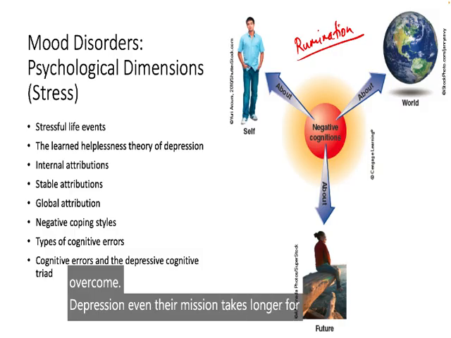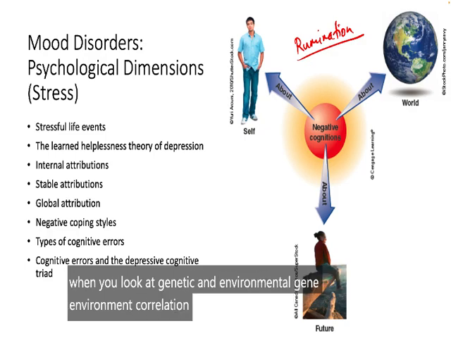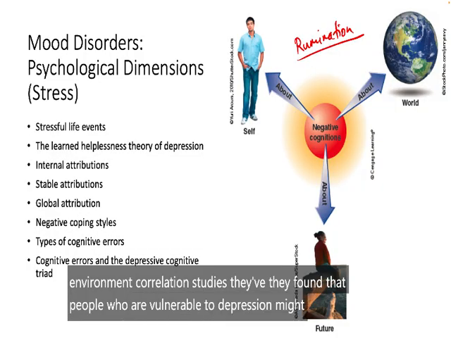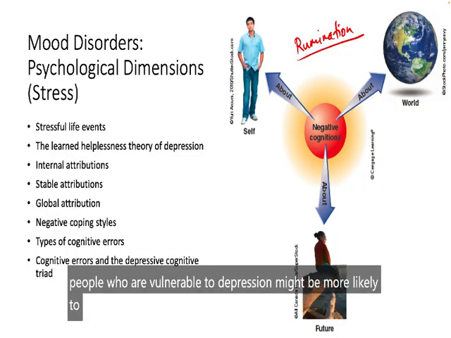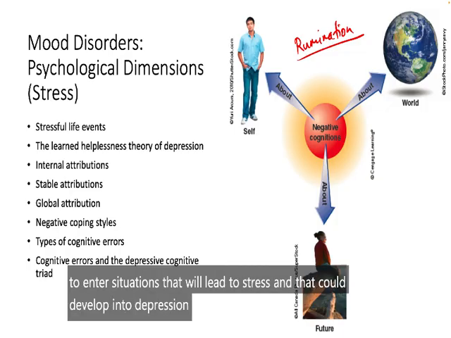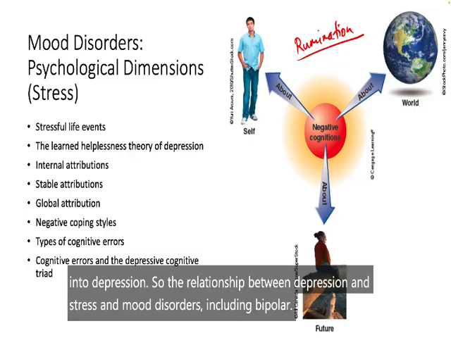And when you look at gene and environment correlation studies, they found that people who are vulnerable to depression might be more likely to enter situations that will lead to stress, and that could develop into depression. So the relationship between depression, stress, and mood disorders, including bipolar and major depression, is very strong.